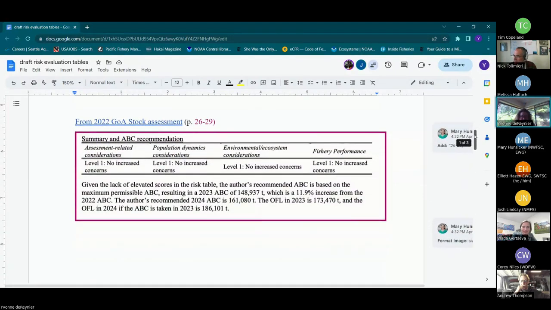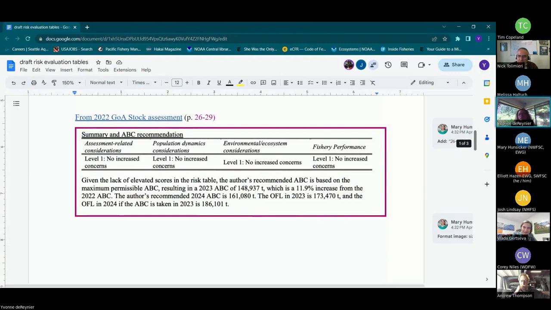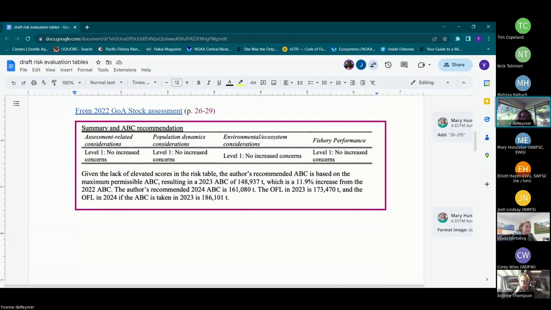Oh, thank you. So Mary added what this looked like in the stock assessment, or, as I said earlier, stapled to the stock assessment. This was 2022, and the table that I showed you was from 2020. In 2022, they had no increased concerns under any of these different columns. The conclusion was that the ABC be the maximum permissible increase from the prior ABC, based on environmental considerations being less concern than they had previously. If you recall Stephanie talking about this on Monday, they had a lot of concerns for a lot of different species coming out of the marine heat wave. And so in cooler years or years without that anomaly, it was less of an issue for them.